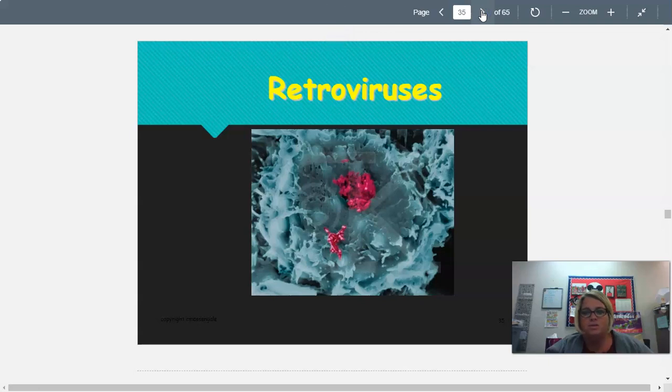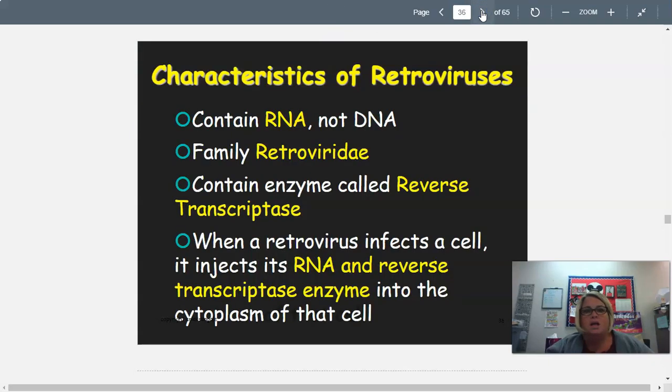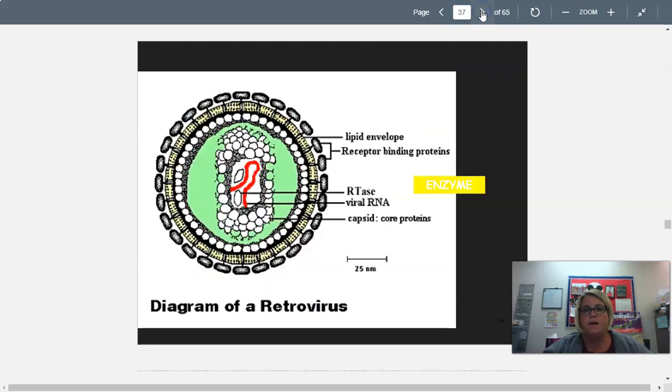So let's talk a retrovirus. The retrovirus is a little different from your DNA or RNA. Okay, so this one contains RNA, not DNA. It's from the family Retroviridae. It contains the enzyme called reverse transcriptase. Okay, when the retrovirus infects a cell, it injects its RNA and reverse transcriptase enzyme into the cytoplasm of that cell. That is a mouthful to say, guys, FYI.